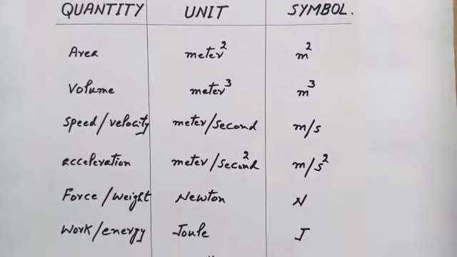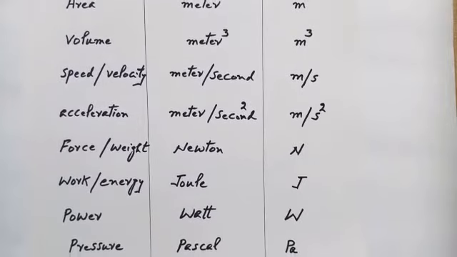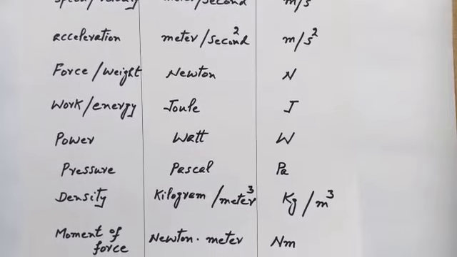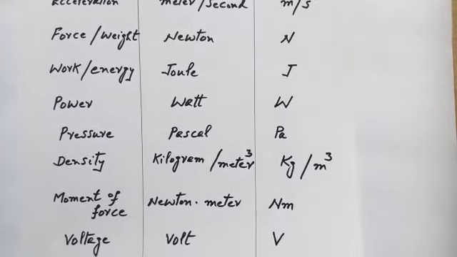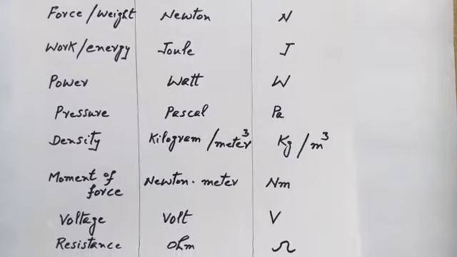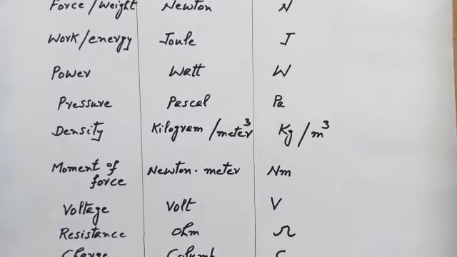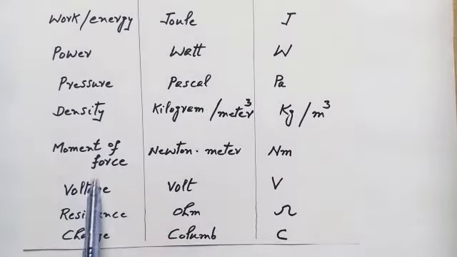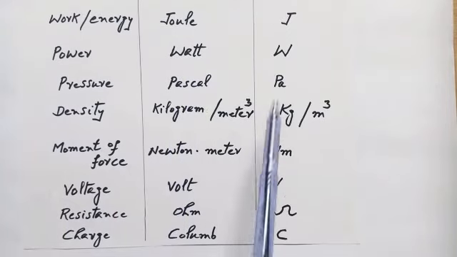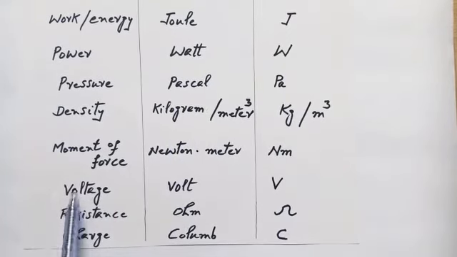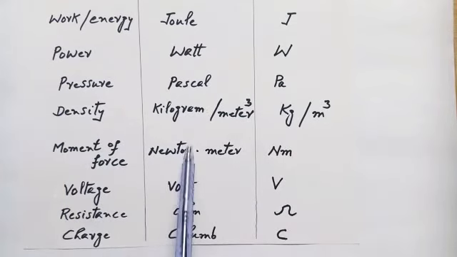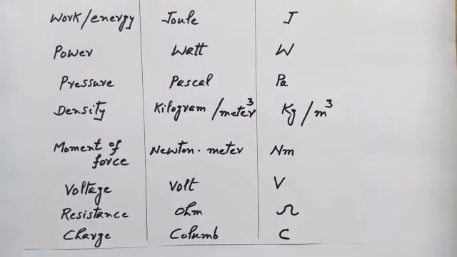Acceleration is a quantity, force, weight, work, energy, power, pressure, density, moment of force, voltage, resistance, and charge. So all these are the derived quantities, these are the derived units, and these are the symbols of the units. For example, voltage is a quantity, its unit is volt and volt is denoted by V. So this is the chart of derived units of SI system.